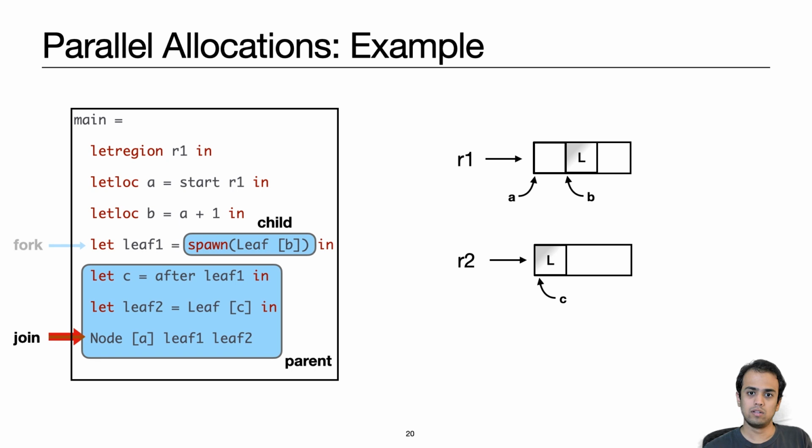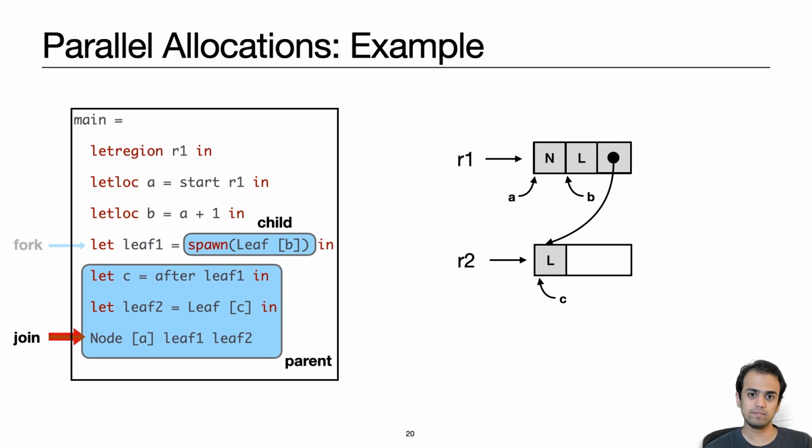When we reach this join point, we then synchronize with this task. And now we know that both of the subtrees have been allocated. But since they've been allocated to different regions, we tie these regions with a pointer like this. And then finally, we can construct the node. And this is the main idea behind parallel allocations in Parallel Gibbon.